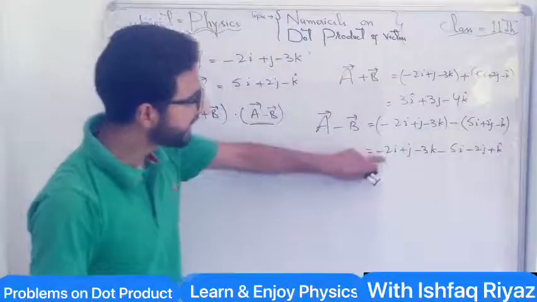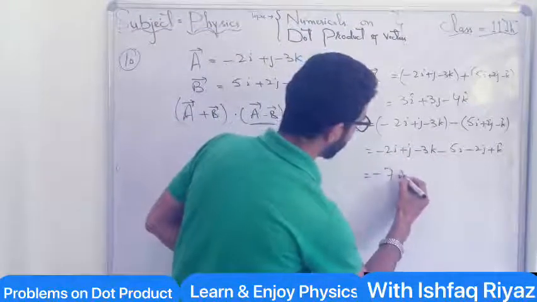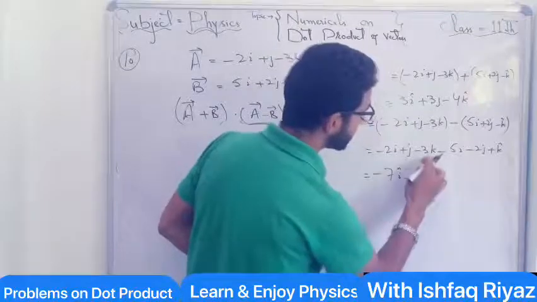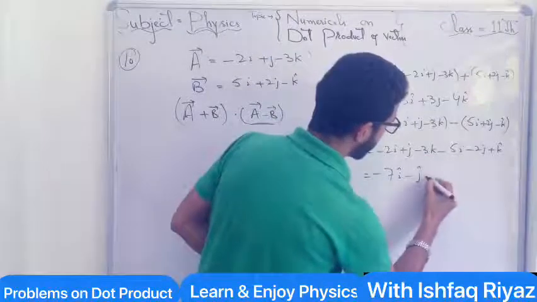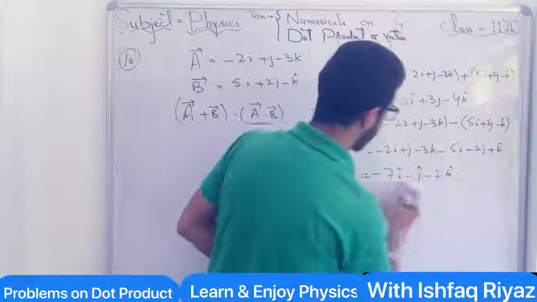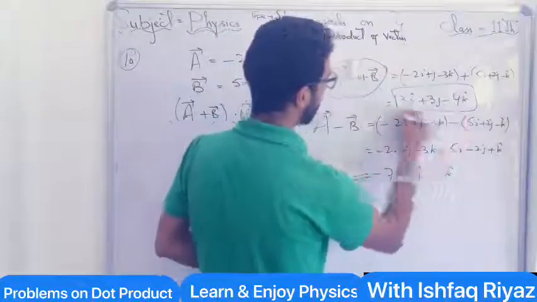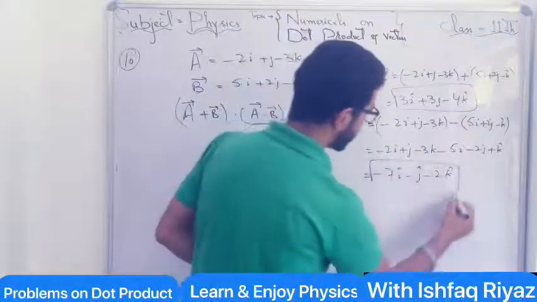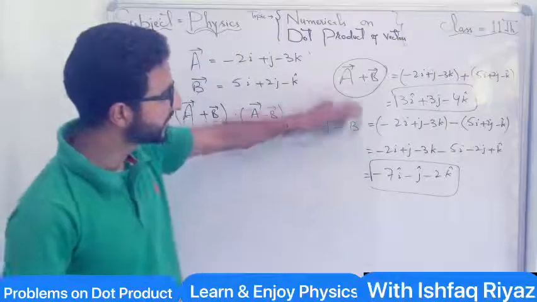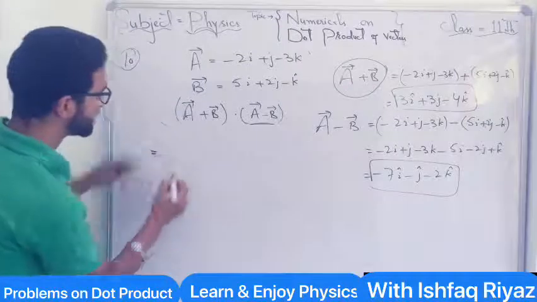Right? So this is minus 2i minus 5i, that is simply equal to minus 7i, plus j minus 2j. This is minus j, plus 3k plus k. This is minus 3k plus k, that is simply equal to minus 2k. So this is a plus b, one vector, and a minus b, another vector. Now we have to take the dot product of a plus b with a minus b. Let us do it here now.